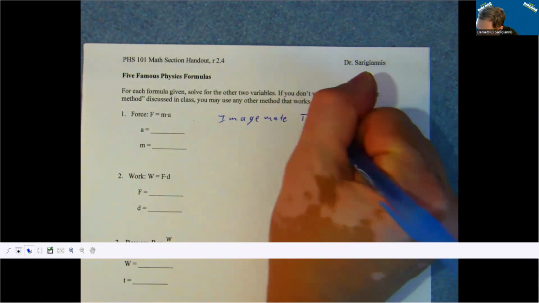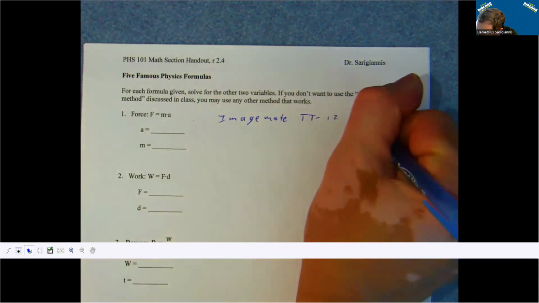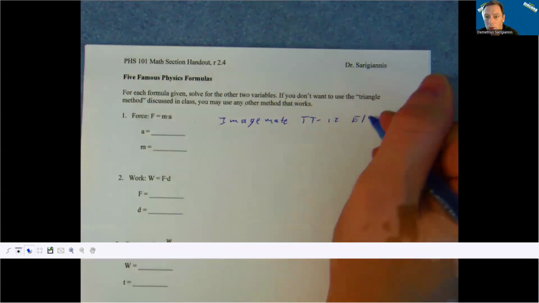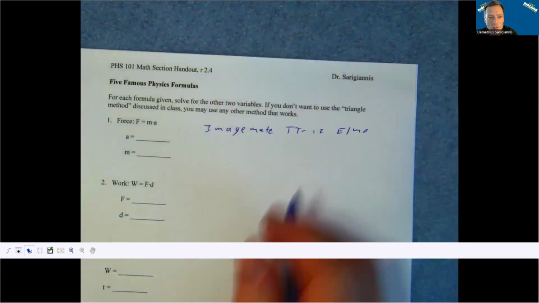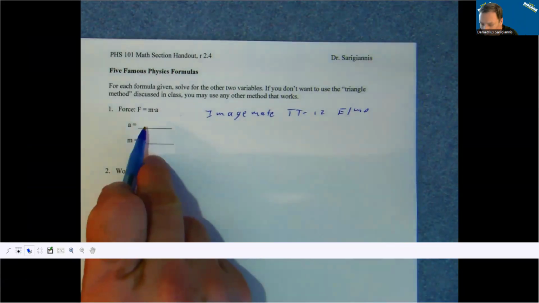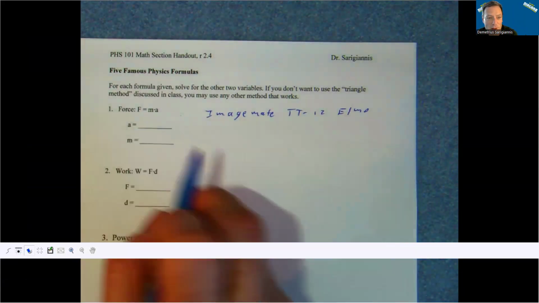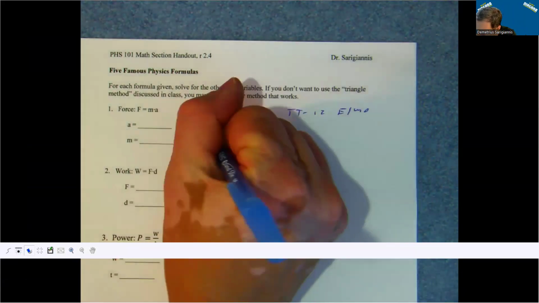This is the TT12 Elmo. The LED light is on. The light's pretty good. We want to rearrange this equation, F equals MA, to find A. So let's do this algebraically.